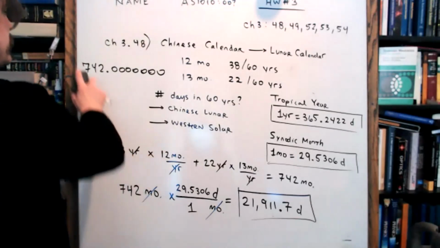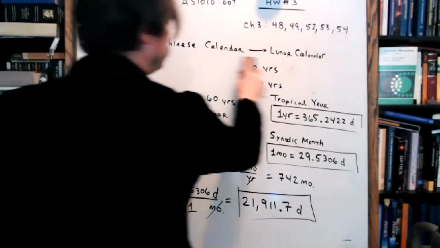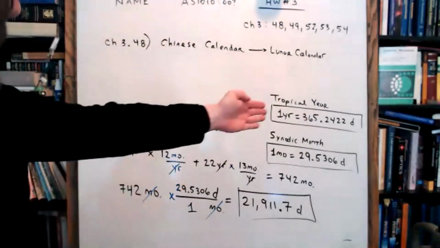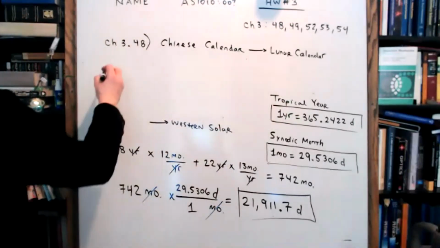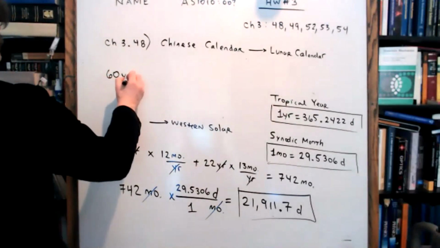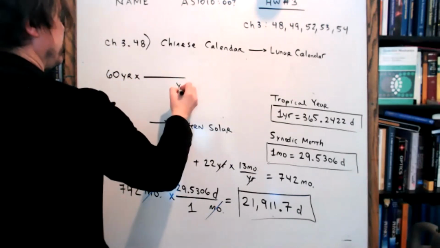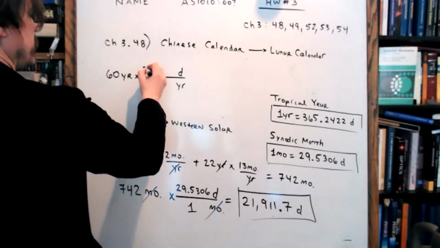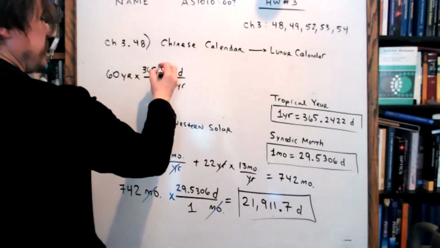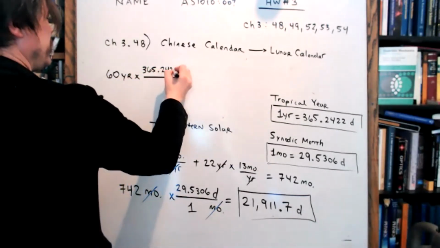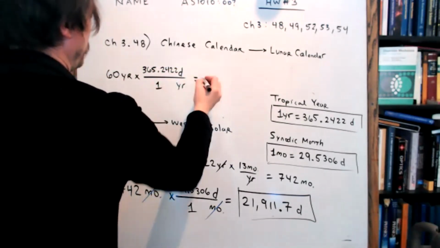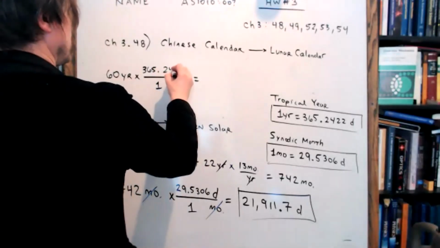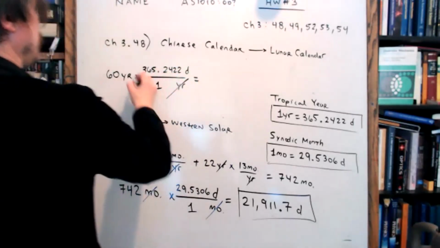I'm going to need to make some space, so I'll go back up here. The Western solar calendar is much easier because we have the conversion from days to years. So we're going to do 60 years, and let's do it dimensional analysis style. Years on the bottom, days on the top, 365.2422 over 1. Okay, punch it up for me.